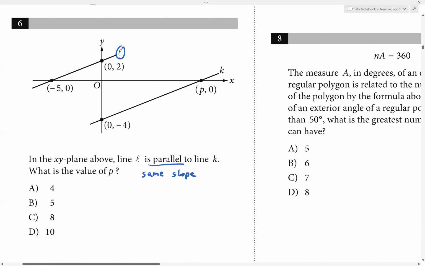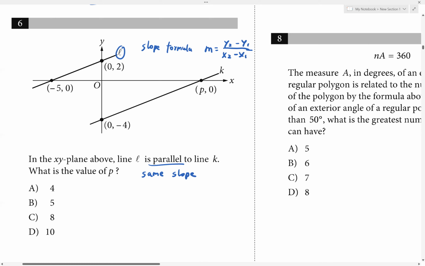We can either count from the graph, right? Slope is rise over run, or we can also use the slope formula. So let me write this down, the slope formula. If we're given any 2 points on the line, we can solve for the slope using the slope formula. We'll say m, representing the slope, equals y2 minus y1 over x2 minus x1. That will give us the slope of the line.